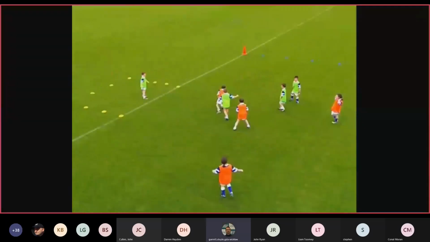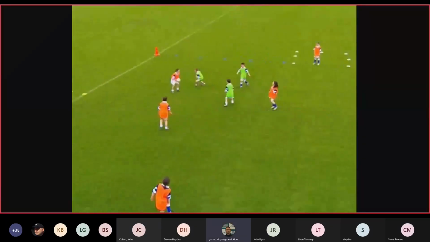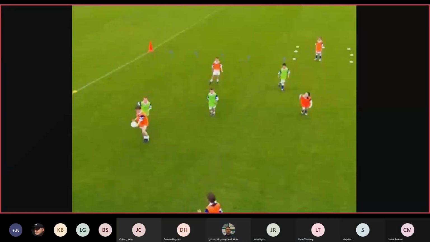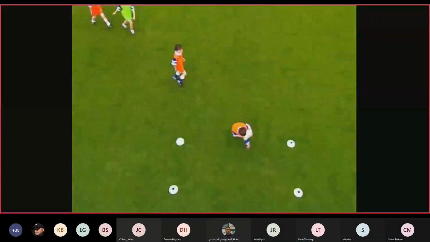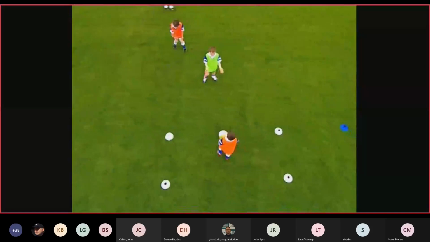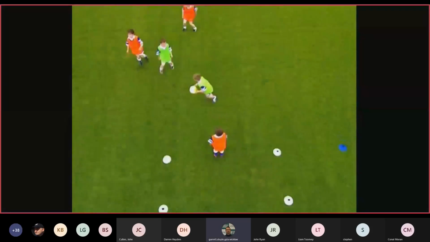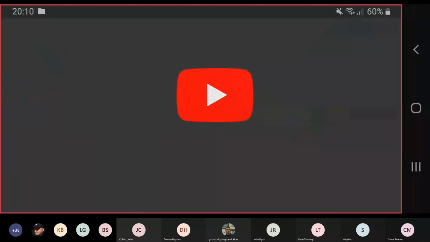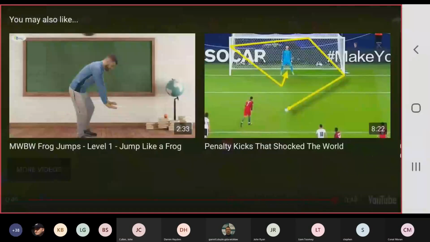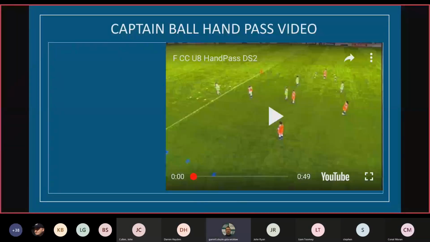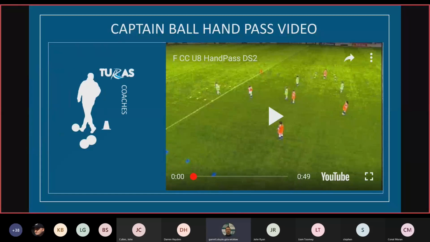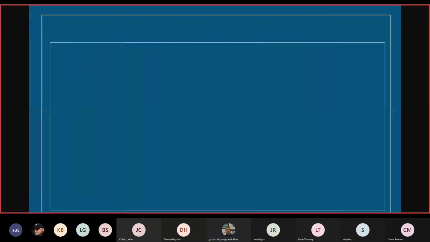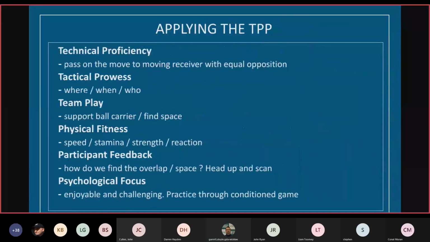And they pass it, that goalkeeper gives it back to the other team. So now orange passes to green, and green tries to get it to one of their goalies. Oh, apologies. So again, passing on the move, moving receiver, but equal opposition. So it's 4v4 in the square.